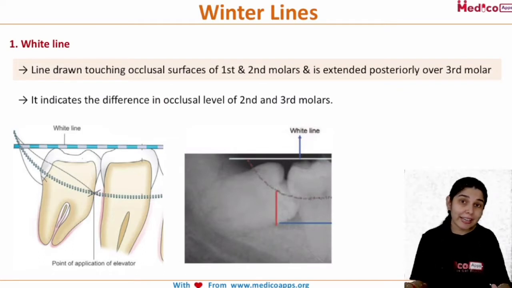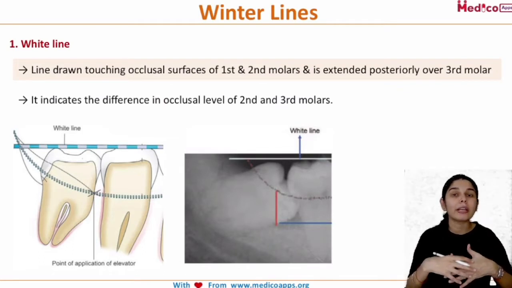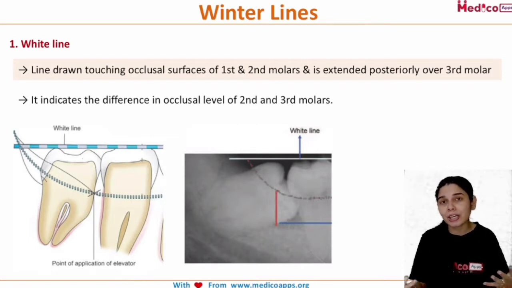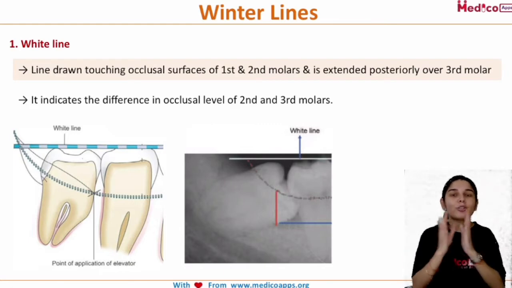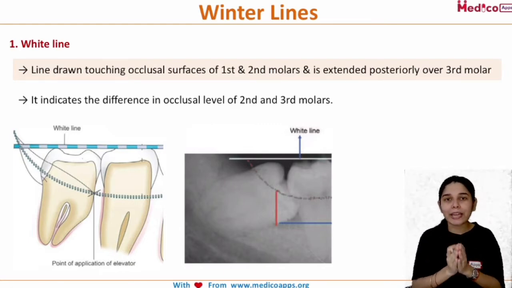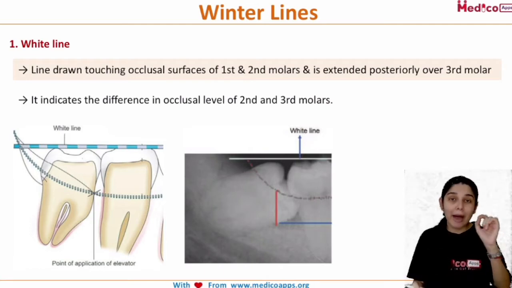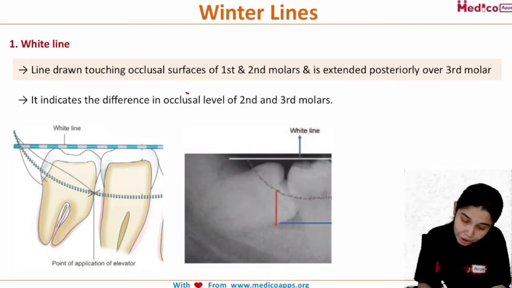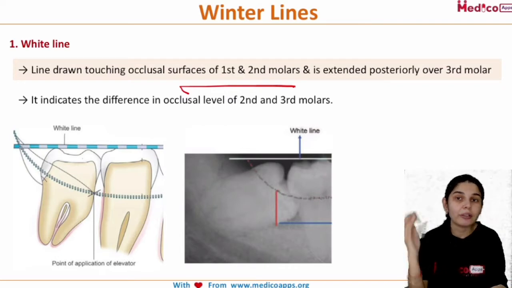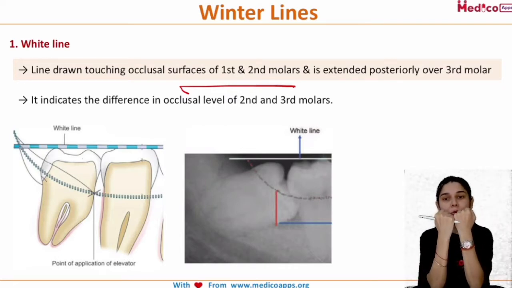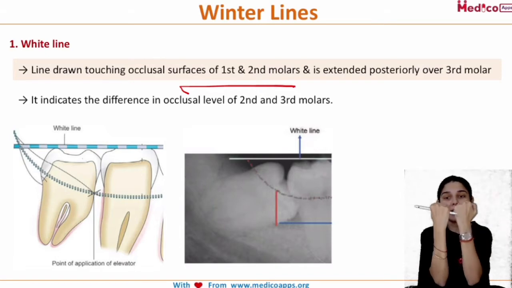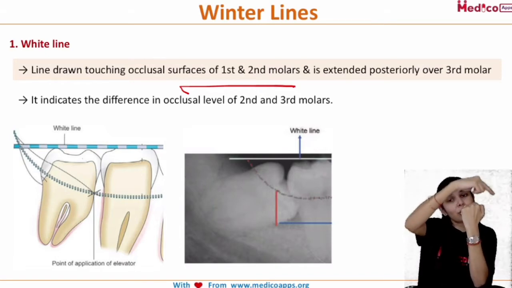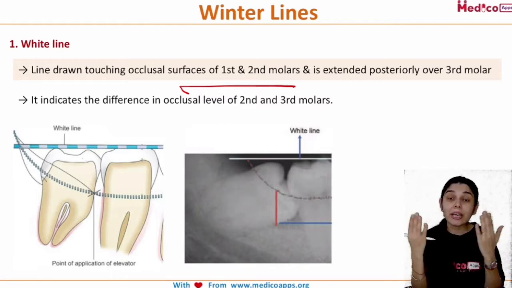What is the white line and how is it drawn? I am telling you it's an imaginary line, so how would you draw an imaginary line on a radiograph? It's very simple. The white line is drawn on the radiograph by touching the occlusal surface of the first and second molar. If a line is drawn on the occlusal surface touching the first and the second molar and extended towards the third molar, that is the white line.